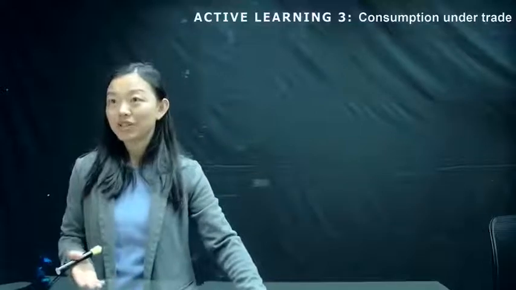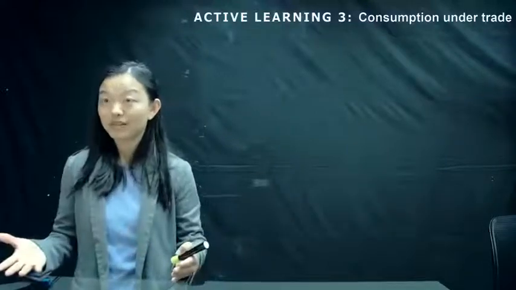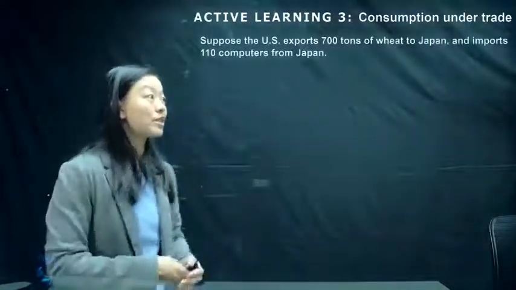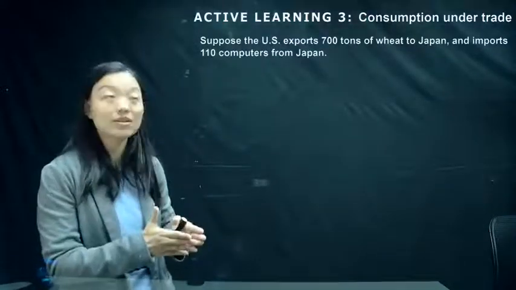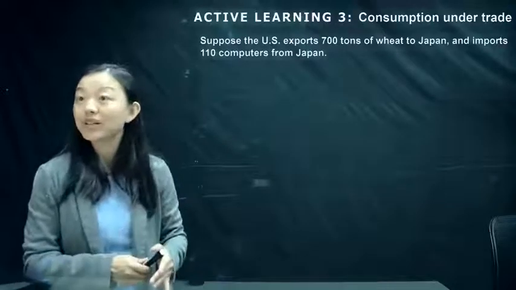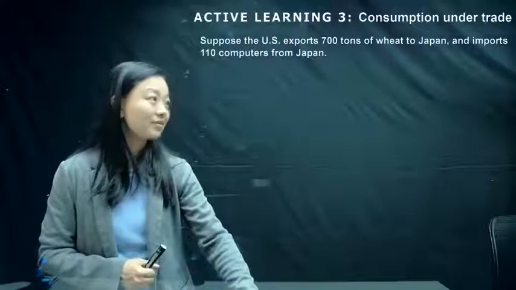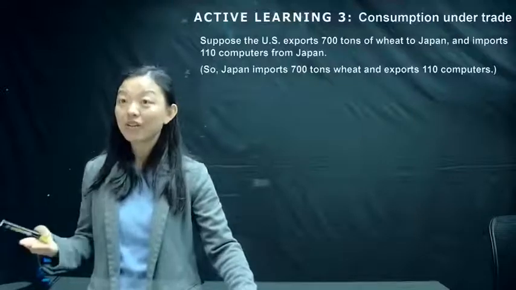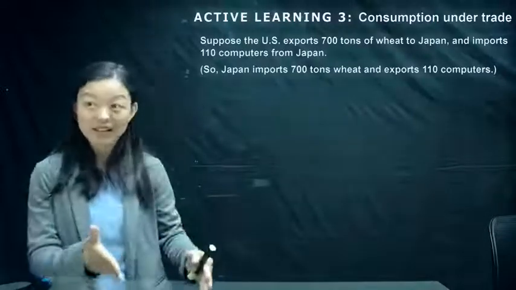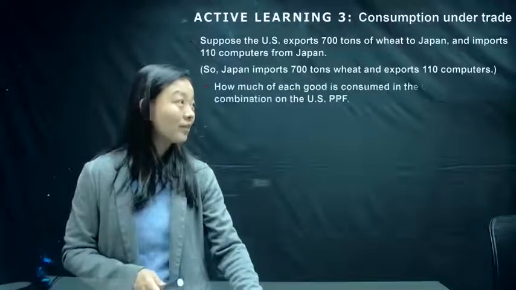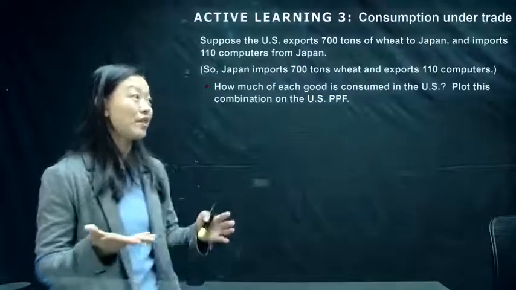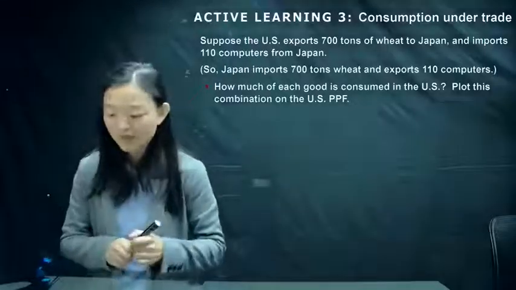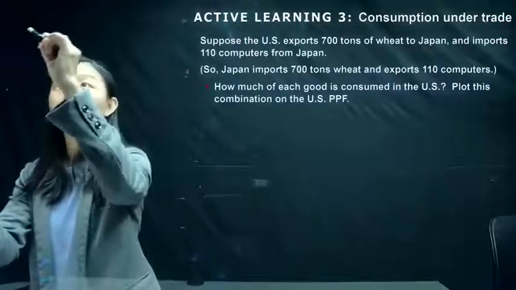Well, now let's look at the consumption under trade. We already know the production, right? And then if these two countries get involved in trade, what will happen? We assume that the US now will export 700 tons of wheat to Japan and import 110 computers from Japan. So on the contrary, Japan will import 700 tons of wheat from the US and export 110 computers to the United States. So how much of each good can the United States now consume, and we also need to point those combinations on the PPF. So let's look at the United States, okay?